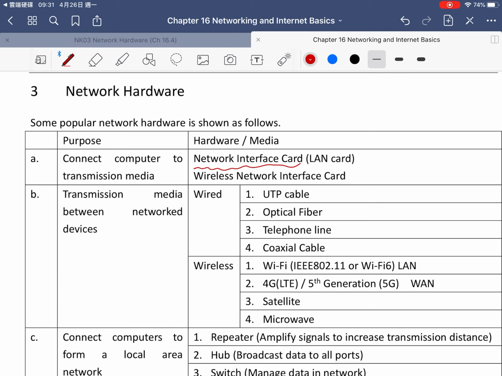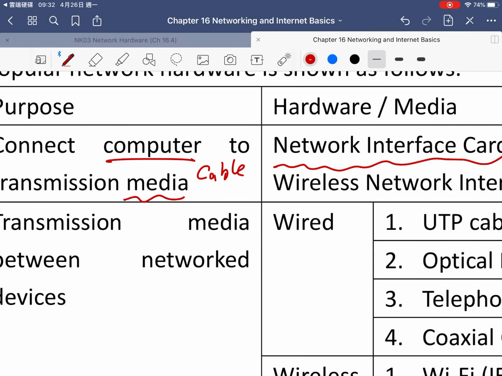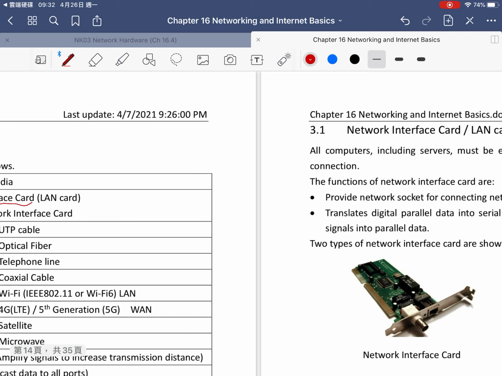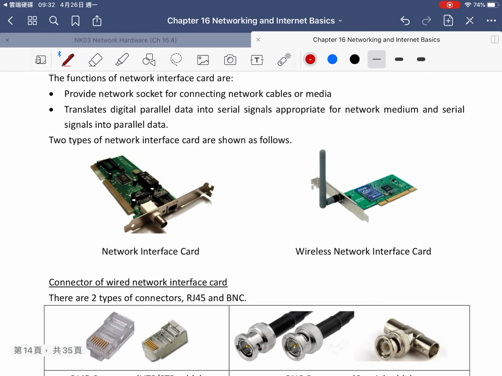Network interface card. It is the hardware to connect a computer to the transmission media. Media may be cable or Wi-Fi. What does it look like? This is a network interface card.